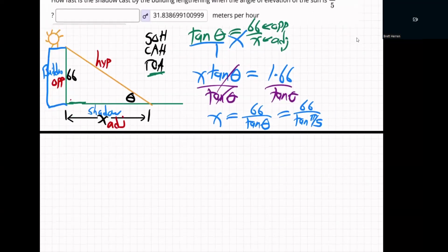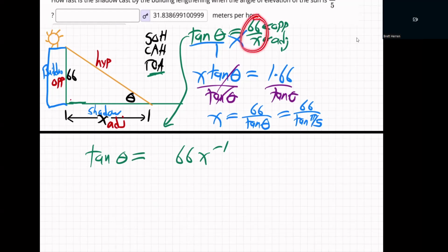Okay, so let's go back. We got to go back to this equation right here. Tangent theta equals, and I'm going to write it 66x to the minus 1 because I don't want x being part of a fraction, right? Because that means quotient rule, and I hate the quotient rule. I'm going to avoid that. So make it like this, make your life so much easier.